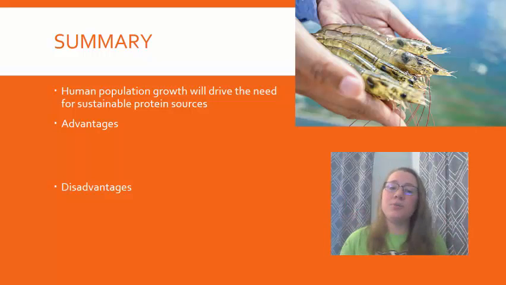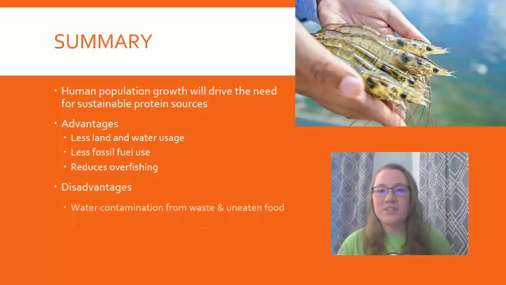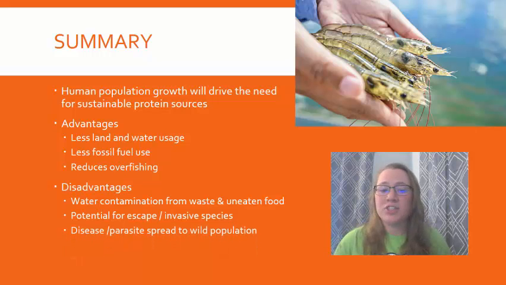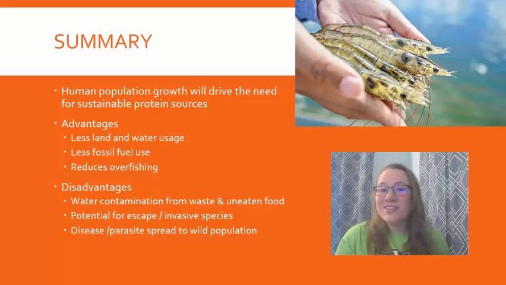So in summary, the human population growth is going to need a sustainable protein source, and aquaculture does fit into this overall picture. And with anything in the environment, there are pros and cons. Again, you need to know the advantages. We're using less land and water, less fossil fuels, we're reducing that overfishing. But there is a flip side to the coin. We are going to have water contamination from the food waste and from uneaten food. We're going to have that potential for escape from the pens. And with any densely populated population, we're going to see disease spread, and that disease and any parasites associated with them could escape into the wild population.